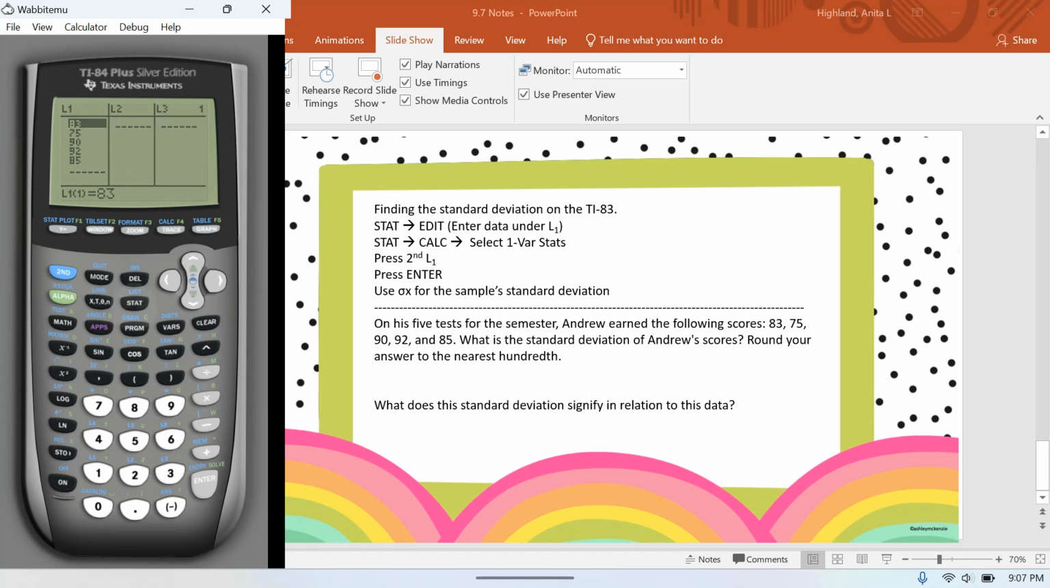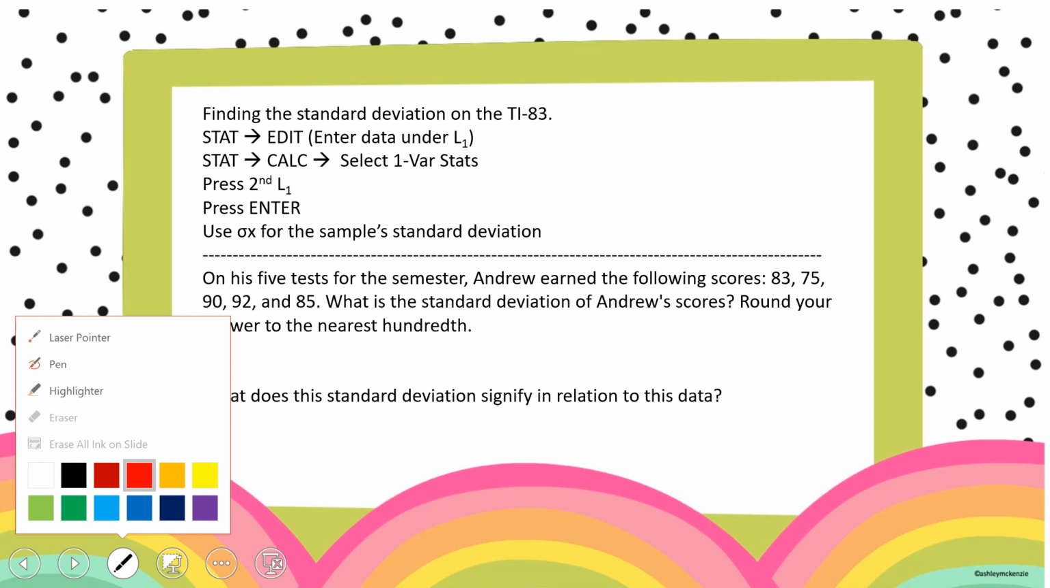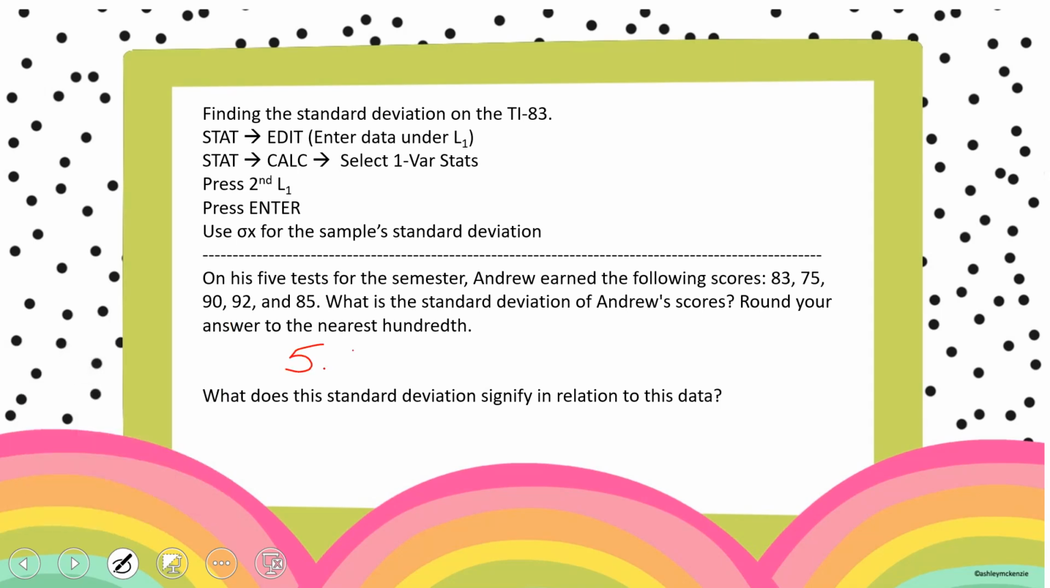From here, we're going to go back to stat, but we're going to go to calculate, and you want the 1-Var Stats. You can just hit enter with these. You want to use your L1 list, that's fine. Just keep hitting enter, enter, and calculate. And so you're going to use that sigma x. We got a 5.97 if I round.